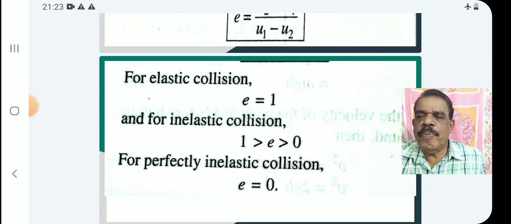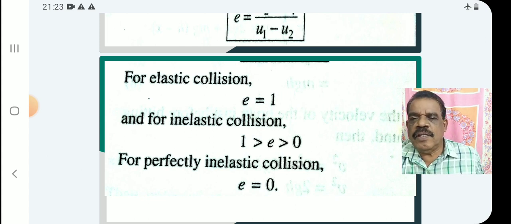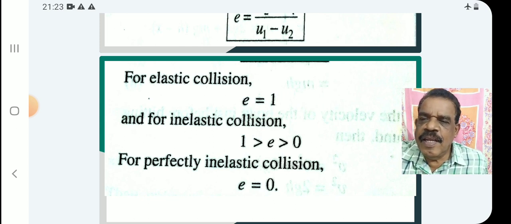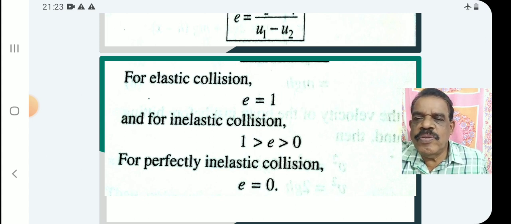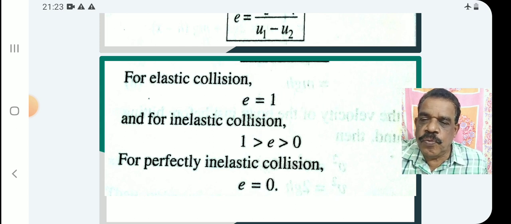For perfectly elastic collision, e is equal to 1. And for inelastic collision, that means it is not perfect, e is in between 0 and 1. And for perfectly inelastic collision, e is equal to 0.